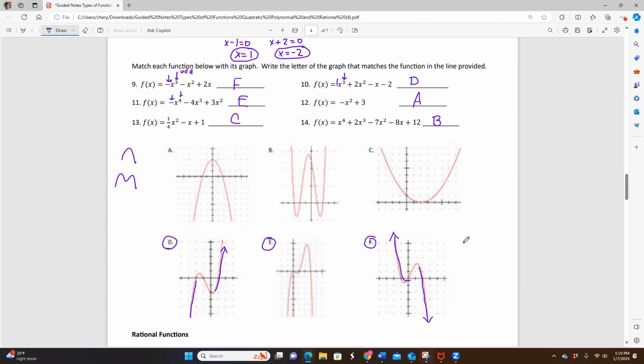So we've got this whole bottom row matched. If we look at 12, we have another even function with a negative lead coefficient, but we know that's a quadratic because we looked at those in section 1.5. So that's got to be A. If we look at 13, we have another quadratic, but it's got a positive lead coefficient, so it opens upward. That's got to be C. And finally, here we have a 4th degree polynomial, so both end behaviors go in the same direction, and it's got a positive lead coefficient, so that's got to be B, like that.